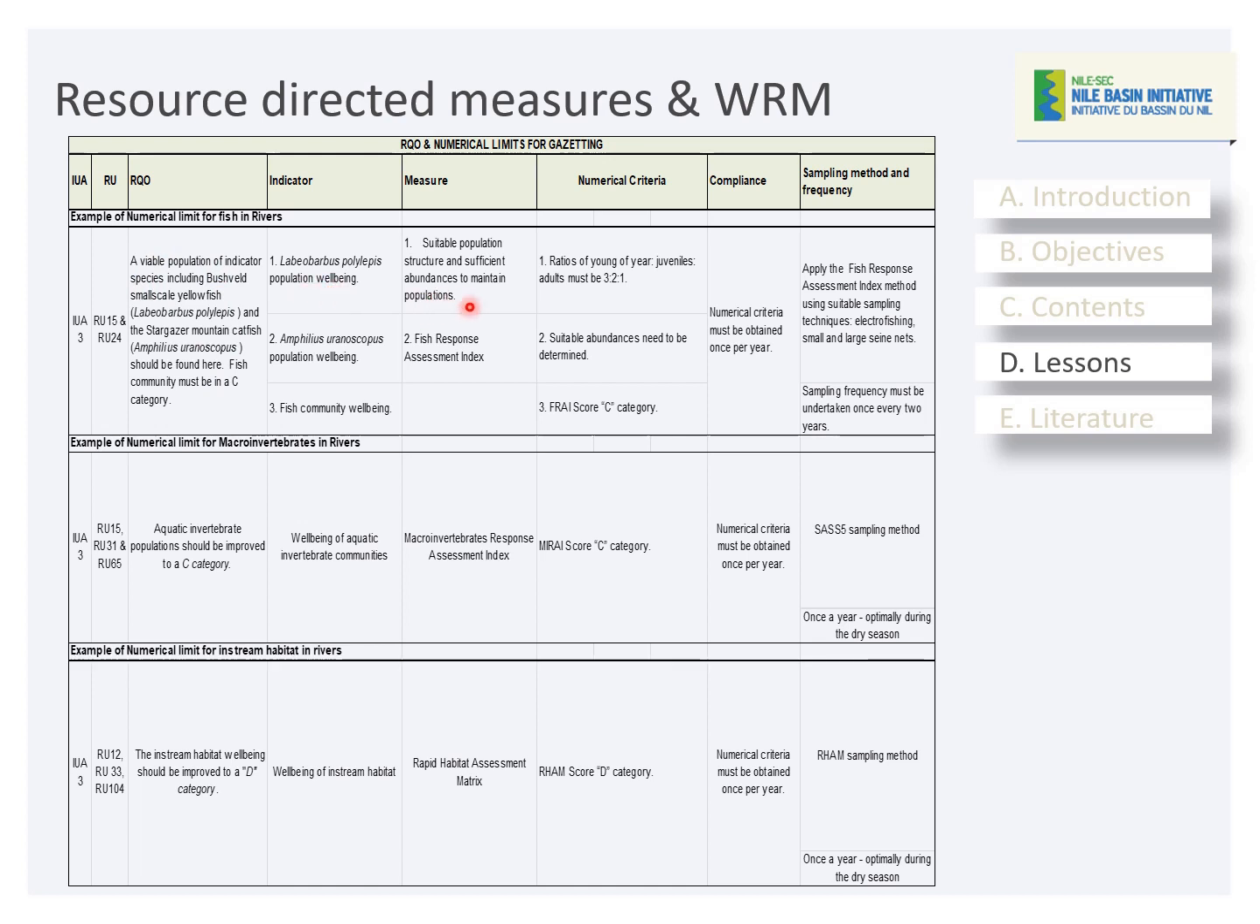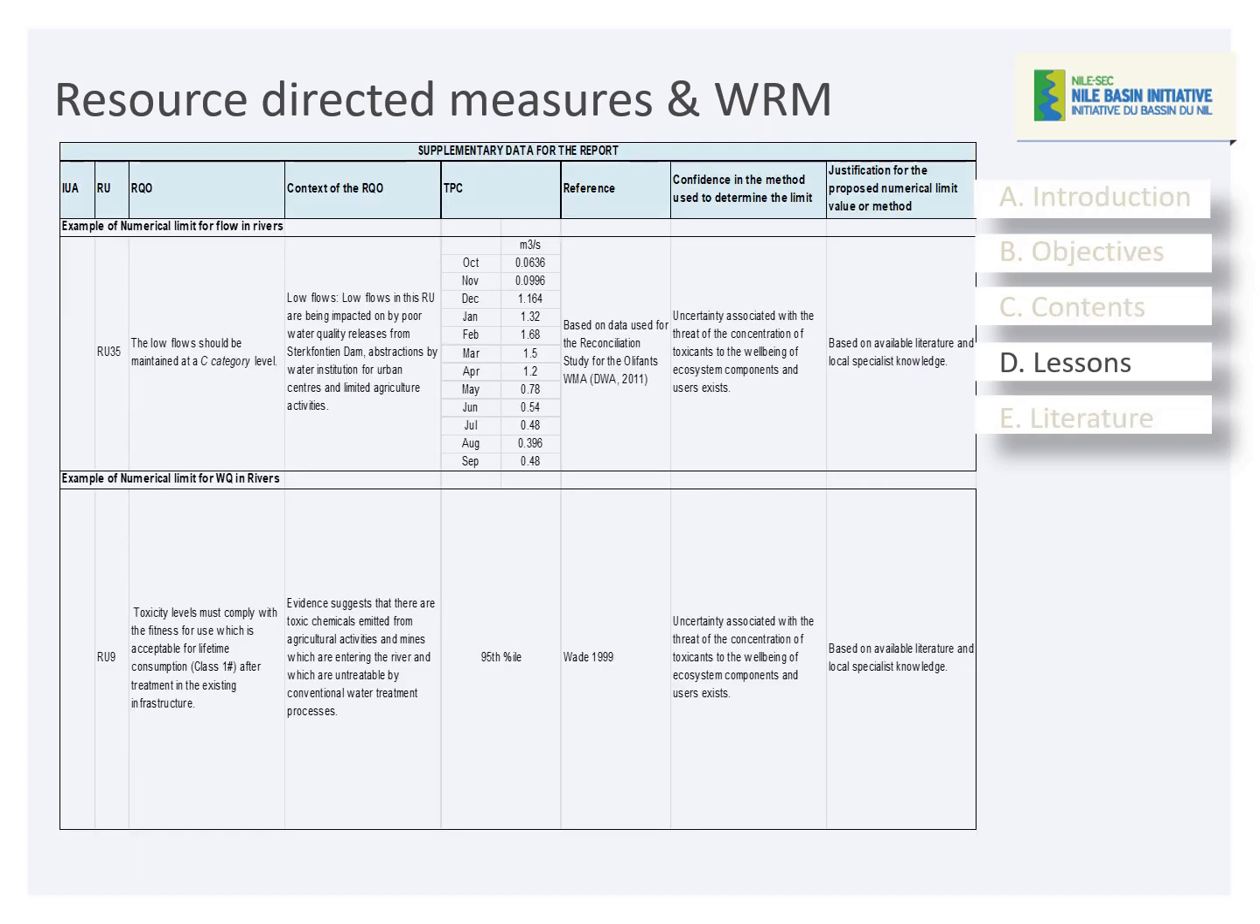We wanted to ensure that we maintain a suitable population structure and sufficient abundances to maintain the population. We had a numerical criteria representing the population structure, the ratio of young juveniles and adults. We provided information for the numerical criteria. It must be obtained, and we ensured this is achieved once per year, and what type of tools would be used to measure these objectives.